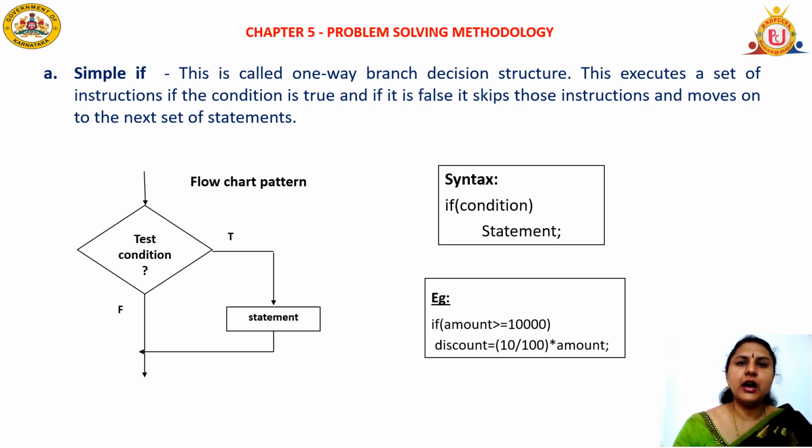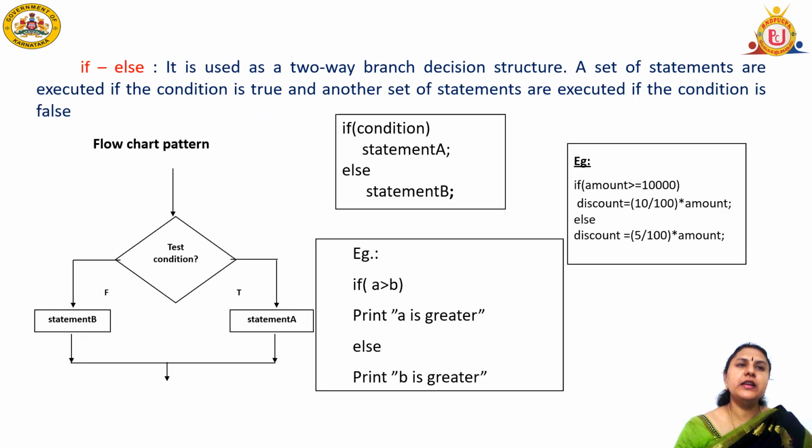So when you purchase a cloth or an electronic gadget for 10,000 rupees, you will get a 10% discount on your items. The next construct in the selection construct is if else. It is used as a two-way branch decision structure. Means a set of statements is executed if the condition is true, and another set of statements is executed if the condition is false. So it is also called a two-way branch decision structure.